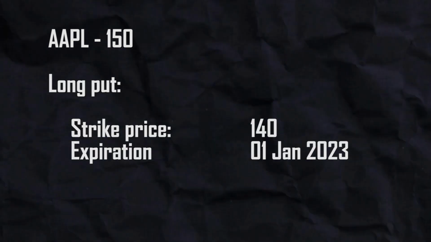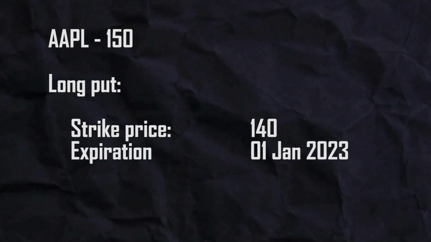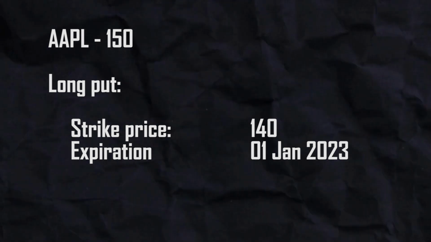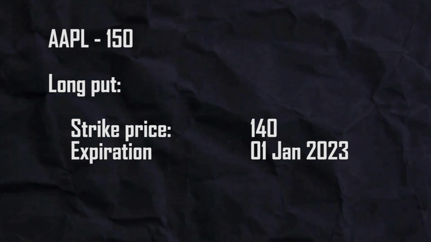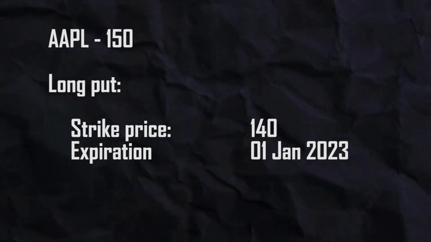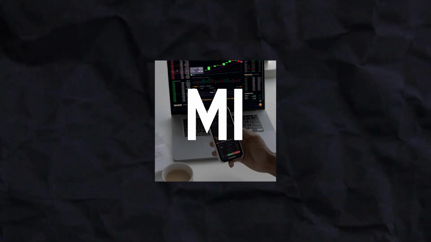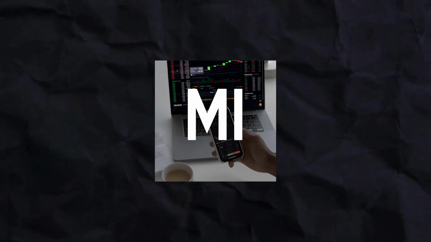Apple currently trades at around $150 per share. Let's say we buy one put option contract to sell 100 Apple shares at $140, that's the strike price, on 1st of January. For this put option, we pay, let's say, $3 per share. So fast forward to expiration date.